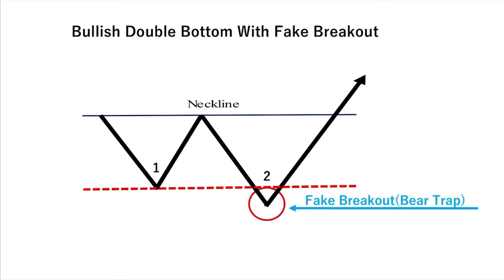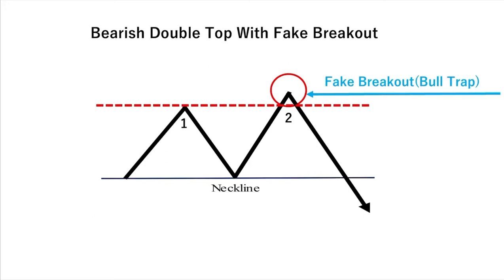First, we'll see bullish double bottom with a fake breakout. The red dotted line is the bottom support level. The second bottom is a fake breakout, which is a bear trap, where bears are demoralized by the bullish trend. Second, we'll come to see the bearish double top with the fake breakout. You can see the second top is a fake breakout, which is a bull trap, where bulls are getting caught in the coming bearish trend. So coming up next, let's see how to trade the fake breakout patterns.